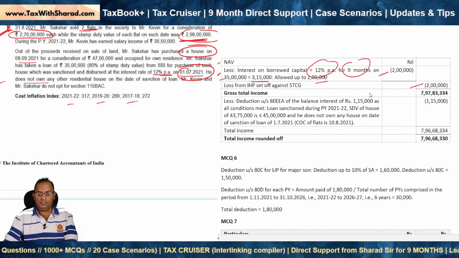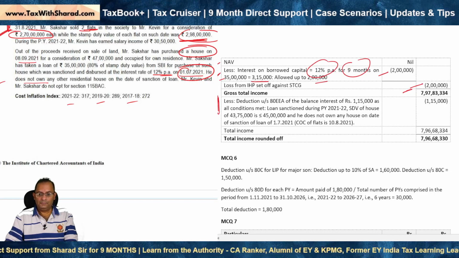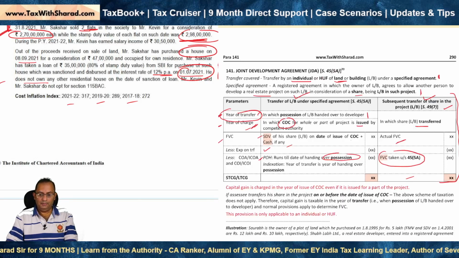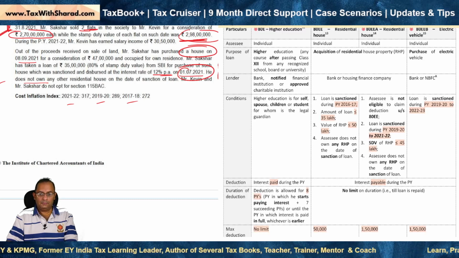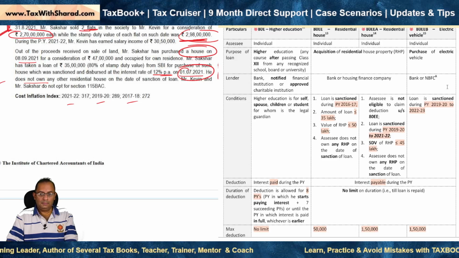set off, this becomes the gross total income, 797,833,334. But now we need to also consider section 80EEA, whether a deduction can be given under section 80EEA as well. So let's take a quick look at 80EEA. This is what the TaxBook Plus says. Let's take a quick look.